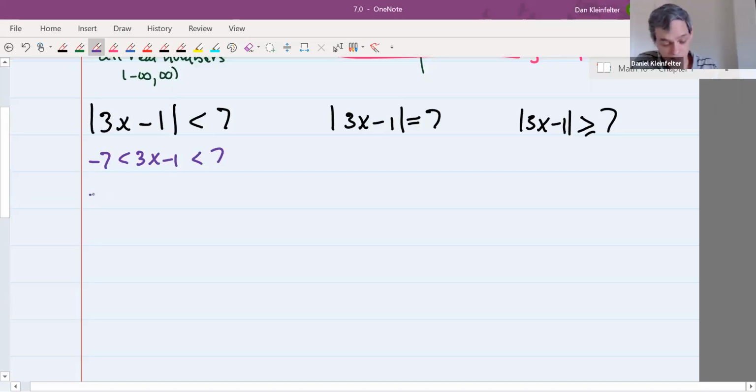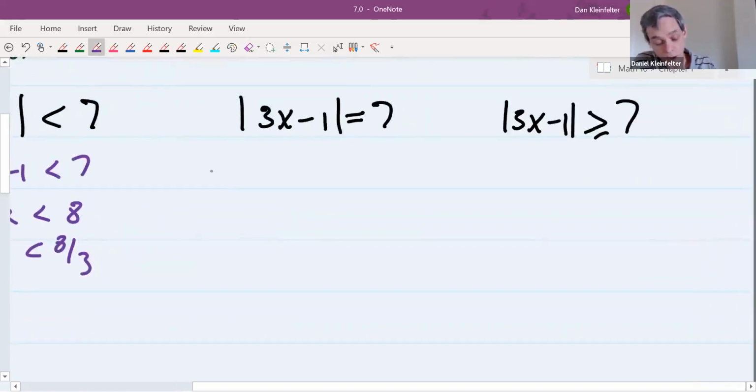Let's add 1 to both sides, and then divide through by 3. Okay, we get -2 is less than x is less than 8/3. Okay, here, absolute value of 3x minus 1 equals 7. This was the equations that we kind of started out with. So here we'll have 3x minus 1 equals -7, or 3x minus 1 equals +7.